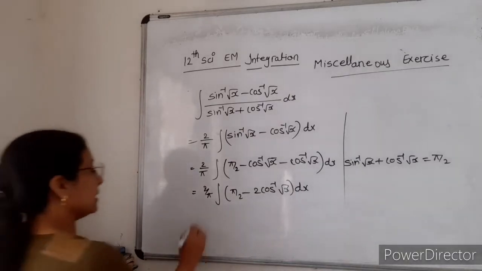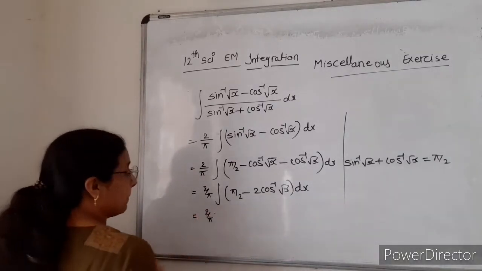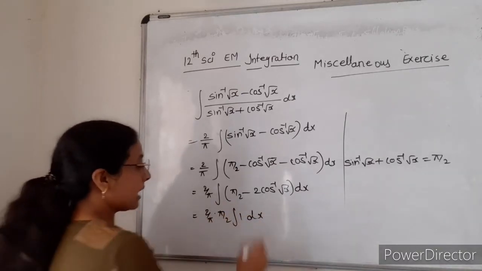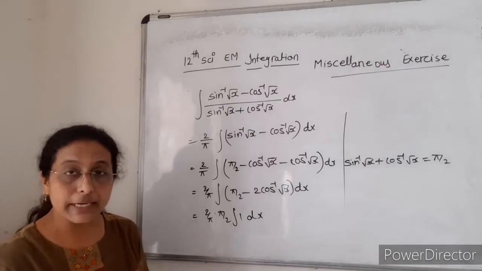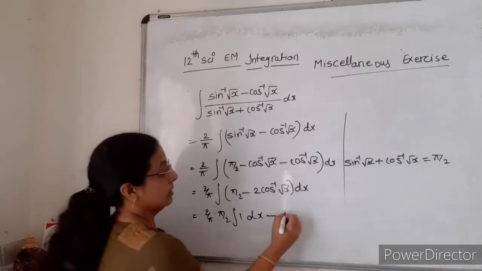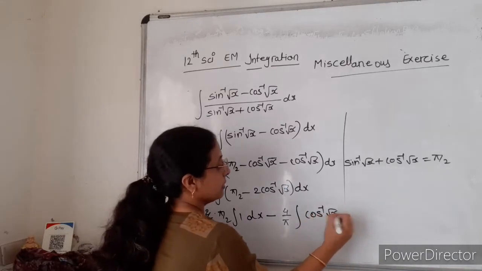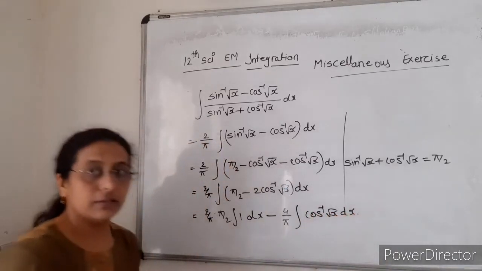So now separate the integration. 2 upon pi. This pi by 2 is constant, so we'll take it outside, and integration of 1. It becomes minus 4 by pi, integration of cos inverse root x dx.